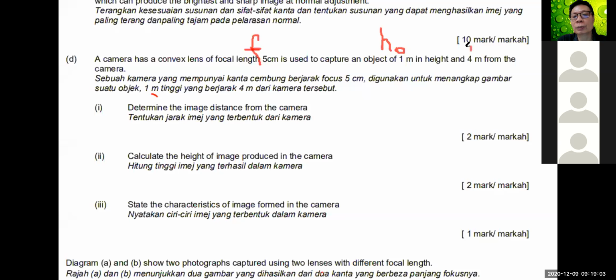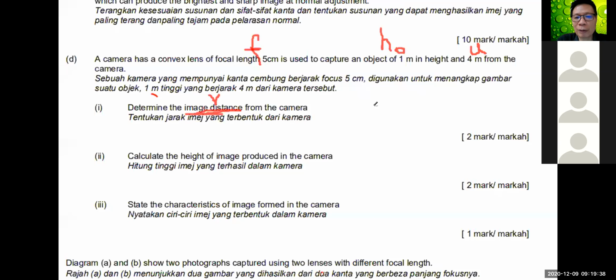U. Okay. So you have F, you have the height of the object, you have object distance 4 meters. So all this information you have already. So first question, determine the image distance. Find V, image distance. Can you tell me what formula to use to find V? You have F, you have HO, you have U to find V. What formula?